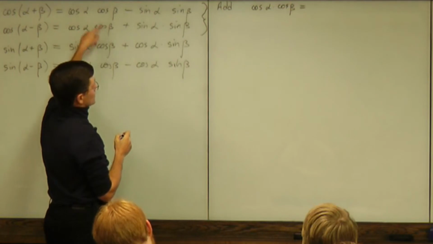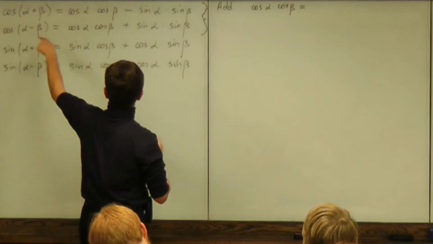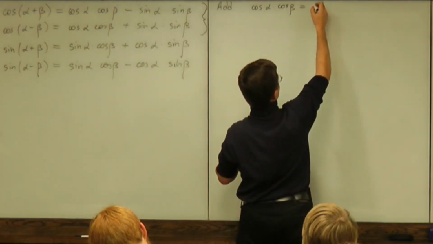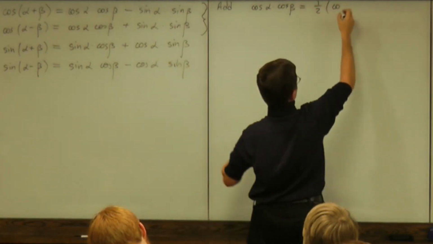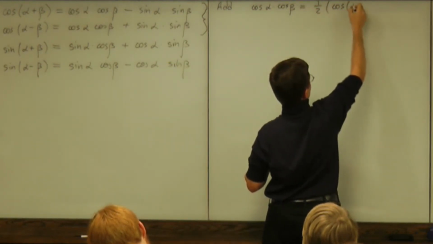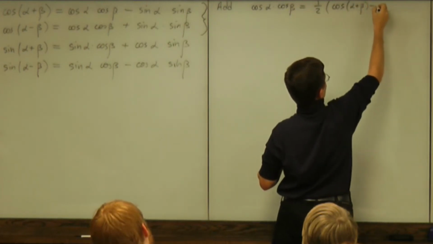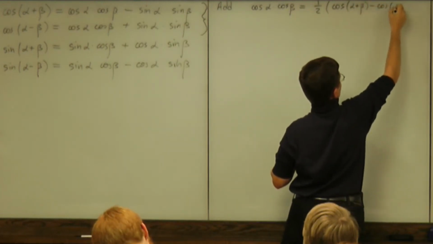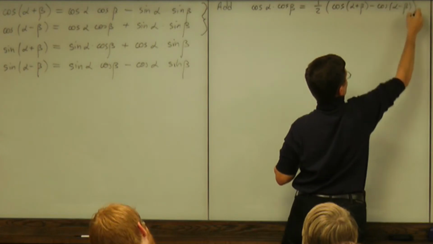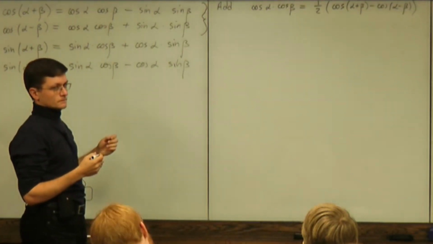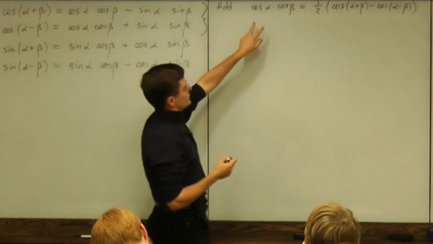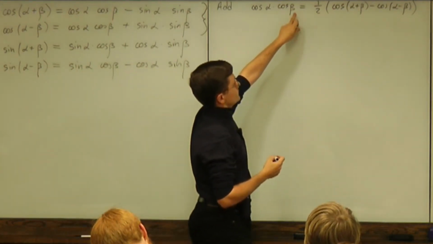So it will be twice that term on the right and the sum of cosines on the left. So the product is 1/2 of the sum of cosines: cosine of alpha plus beta minus cosine of alpha minus beta. So this way I have a formula for the product of cosines of different arguments.